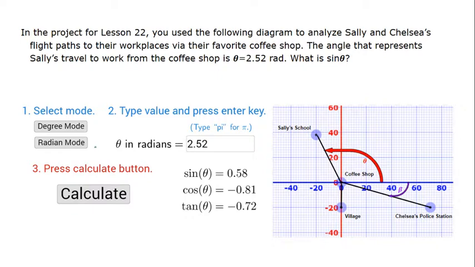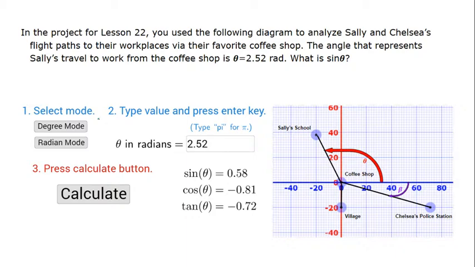In the project for lesson 22, you used the following diagram to analyze Sally and Chelsea's flight paths. That's the one on the bottom right there. To their workplaces via their favorite coffee shop. The angle that represents Sally's travel to work from the coffee shop is theta equals 2.52 radians. What is sine of theta?